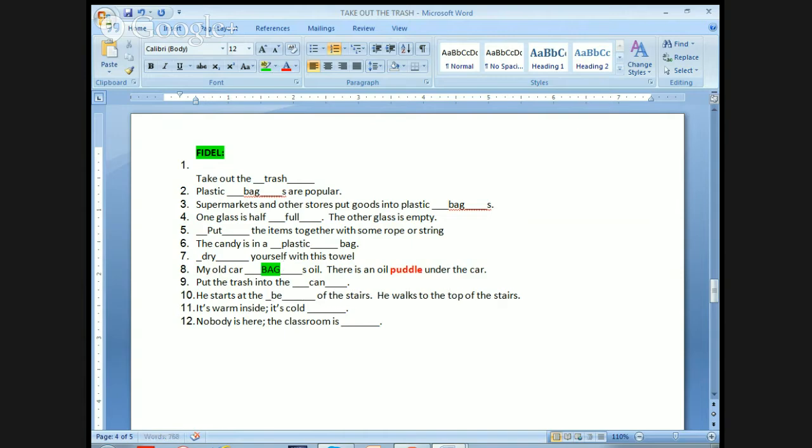Okay, why are you laughing? Because of the words you're using, I would not have thought of that. But it's okay because you're thinking, you have a frame of reference, and that's okay. I want you not to think, I want you to speak. Don't think, just say the first thing that comes to your mind. He walks to the top of the stairs. It's warm inside. It's cold outside.